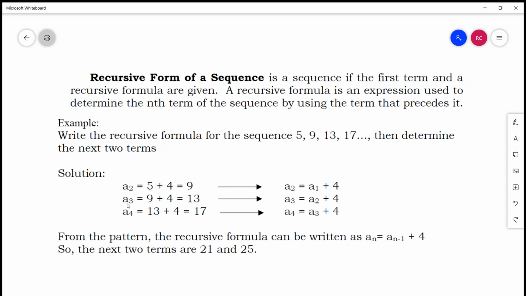Okay, so the third term is equal to 9 plus 4 equals 13. So our third term is 13. So our third term is equal to the second term plus 4. And then the fourth term is 13 plus 4 equals 17. So this is our fourth term. So it is also written as a sub 4 is equal to a sub 3 plus 4.